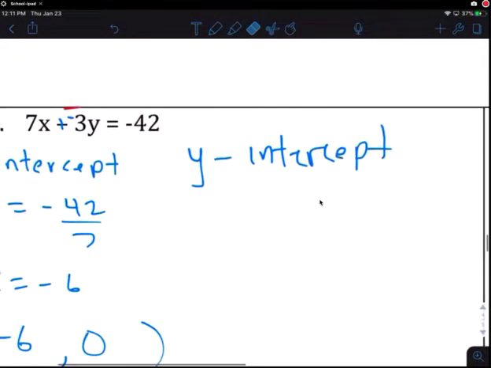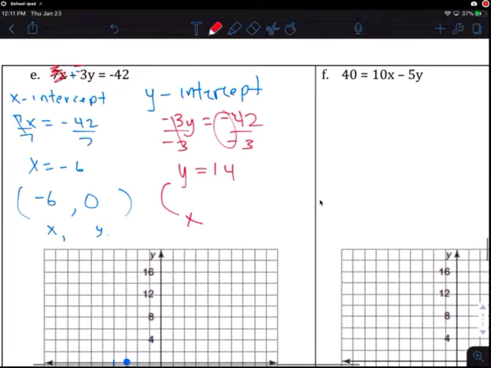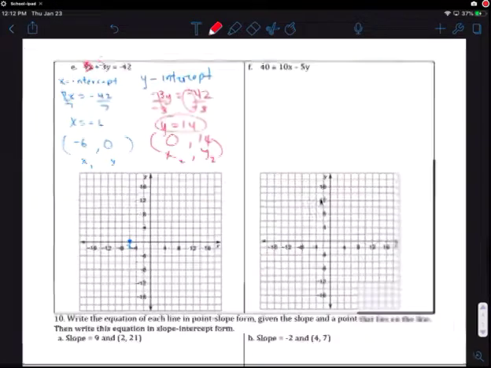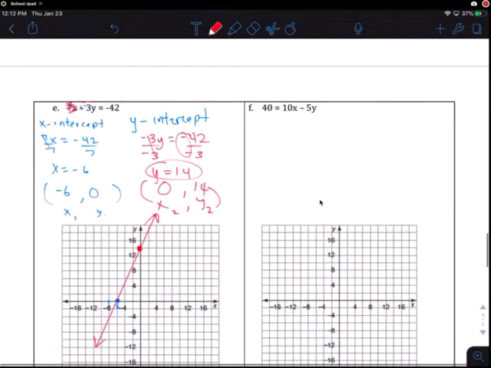Okay, you cover the x. You get negative 3y equals negative 42. Divide by negative 3. y equals a positive 14. So your ordered pair, your second dot, is x sub 2, y sub 2. This is y, so it goes 0, 14. 0, 14 is up here. Connect the two dots, and there goes your line. Put arrows at the end because it can go on forever.